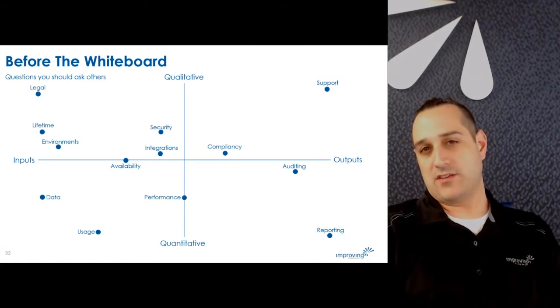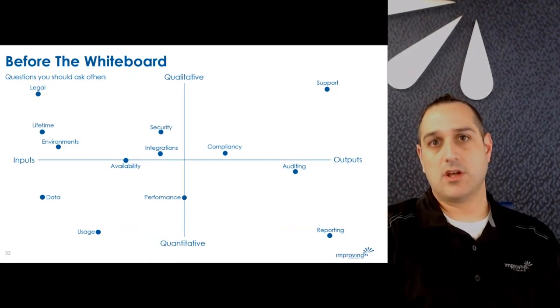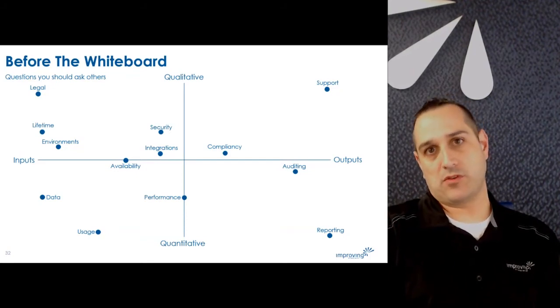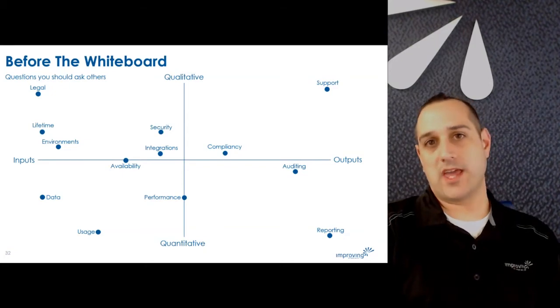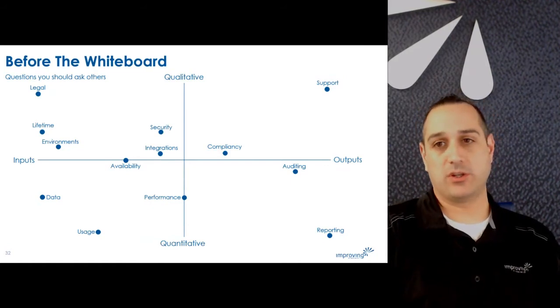Versus the qualitative things, right? What does support look like? Who's going to be supporting this application? Who's going to be responsible for answering the phone at 2 a.m. and dealing with customer issues when they come up? And how would those get resolved when they actually do come up?